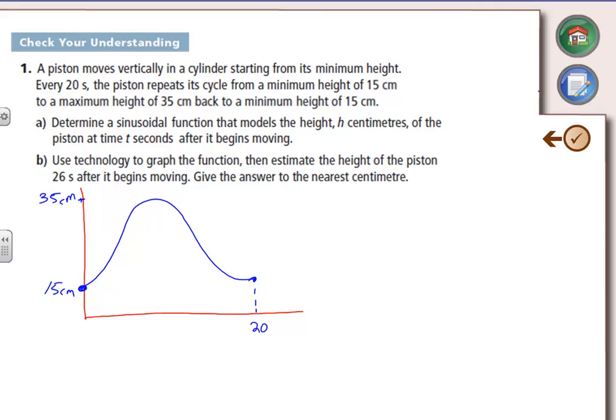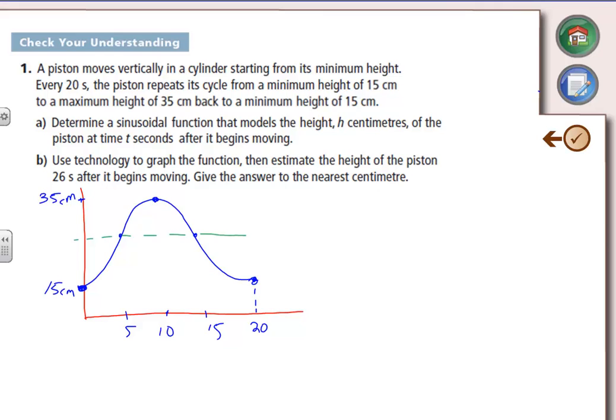So if it goes one whole cycle in 20 seconds, that means it's going to be half in 10 seconds, which would mean it would be at the midline in half that distance at 5 seconds, and again at the midline in 15.